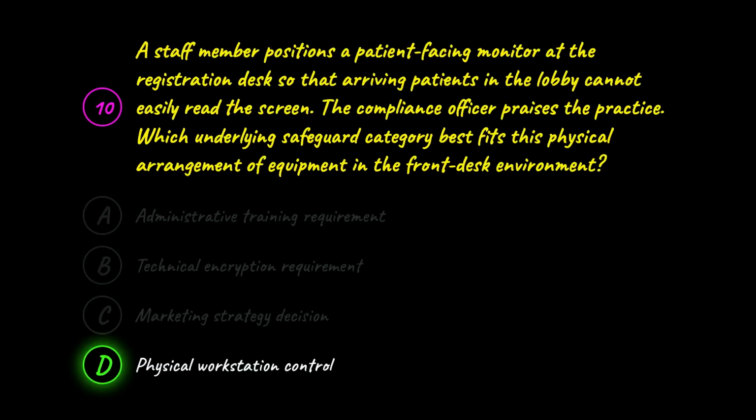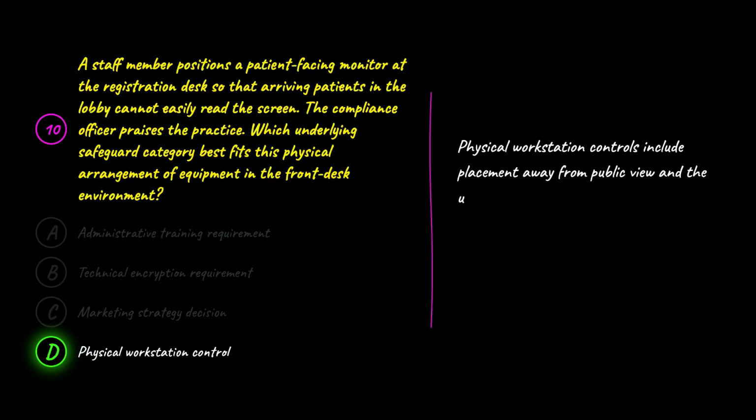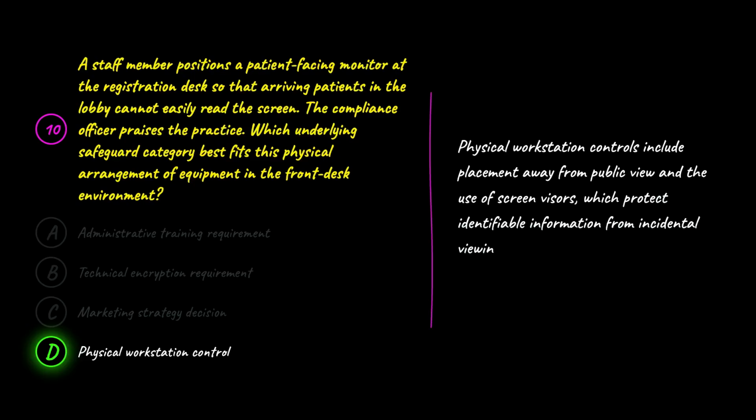The correct answer is D, physical workstation control. D is correct because physical workstation controls include placement away from public view and the use of screen visors, which protect identifiable information from incidental viewing by people in lobby and waiting areas around the desk.